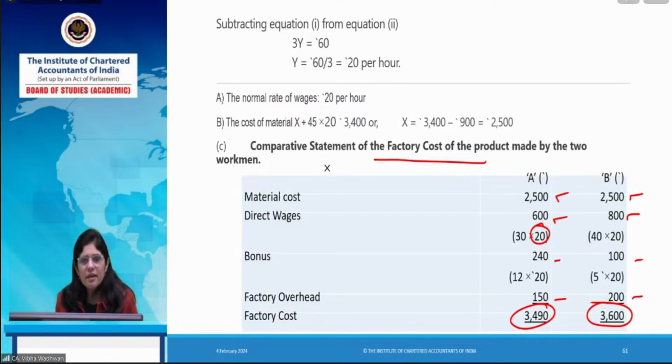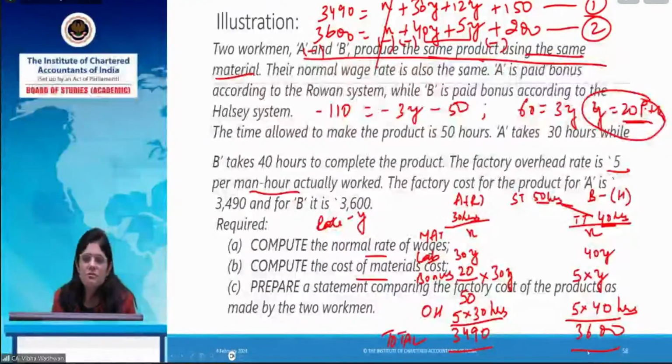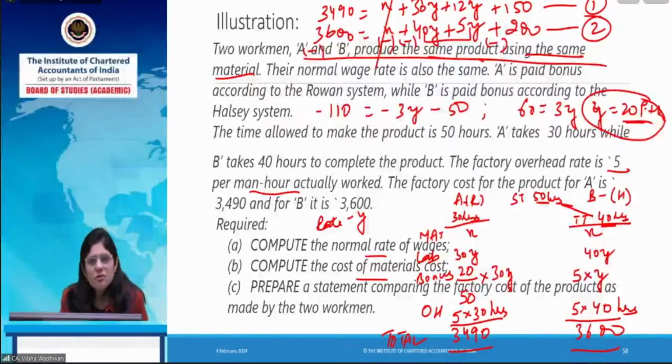So be very careful. That's why it's my habit from the time when I used to study. I always used to jot down the important points while reading the question, and the same way I teach also. If I'm teaching, I just underline. See, I have written here, A is using Rowan and B is using Halsey. In CA exams, you just cannot afford any mistake or any carelessness or any casual attitude. You have to be very, very alert. Clear? So it's always better, while reading the question, to note down the important figures.